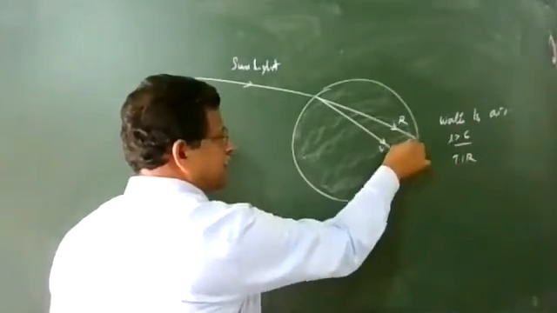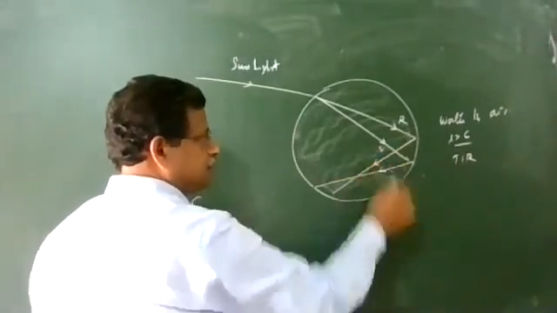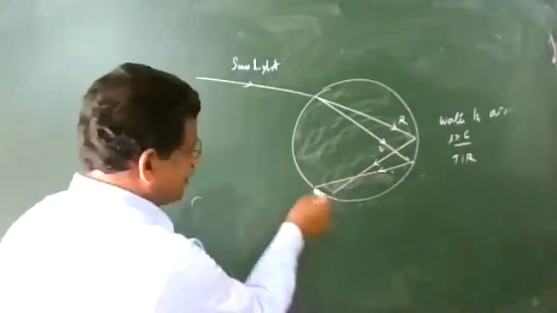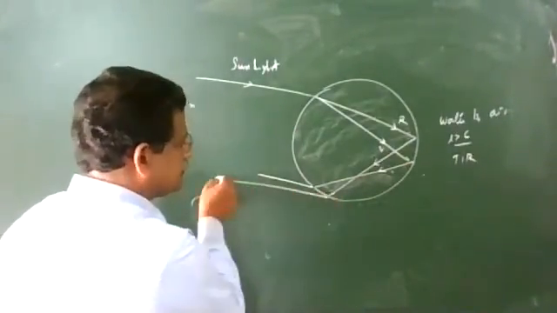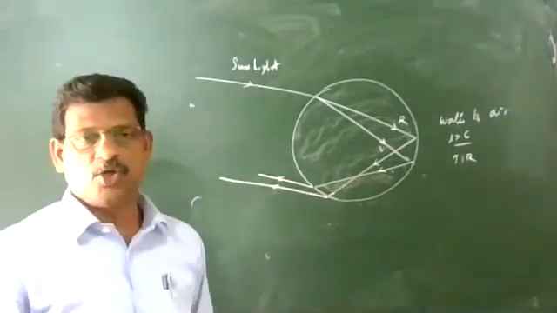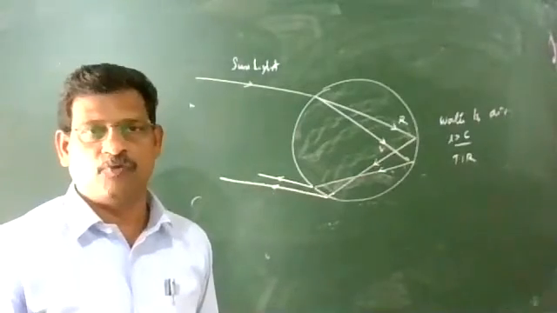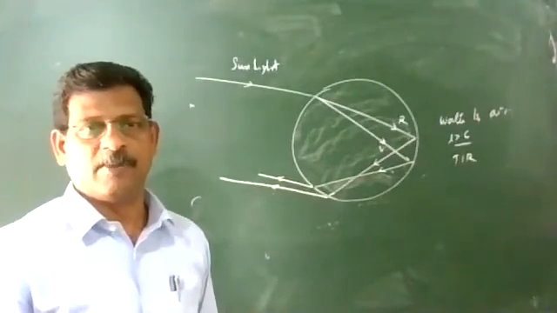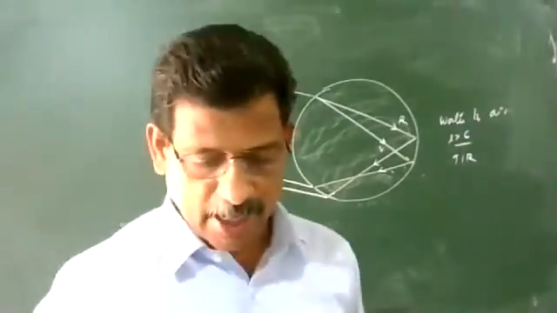After undergoing TIR, they will be coming here. All these colors, after that, they will be observed like this. So you will be getting violet and red at an angle of 40 to 42 degrees from the initial direction of sunlight. So this is rainbow formation.